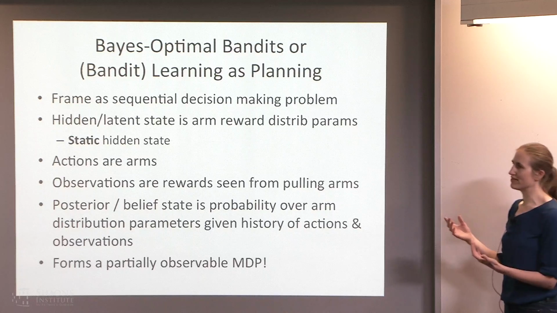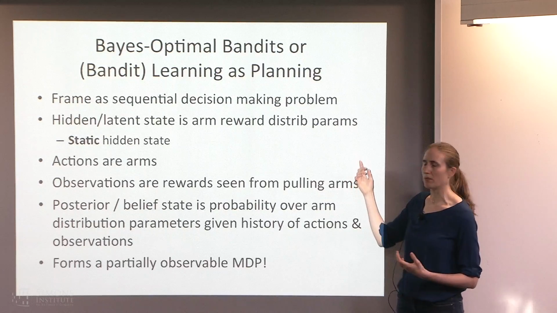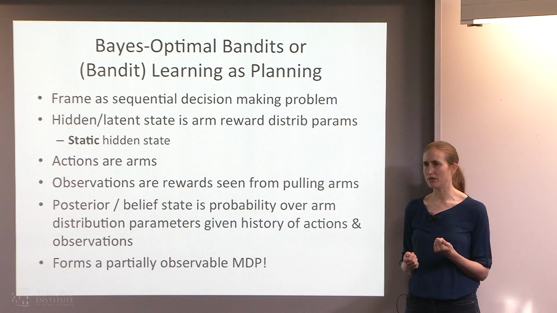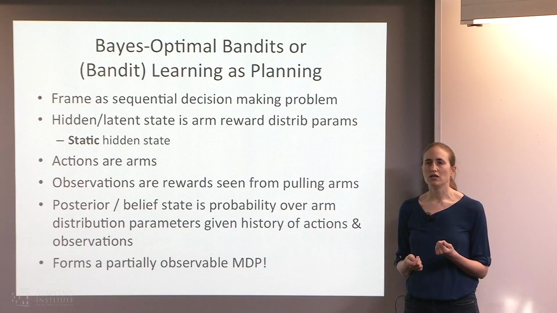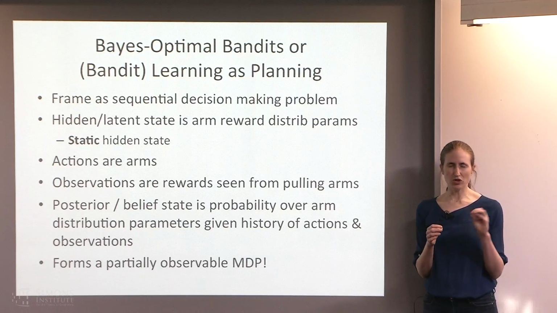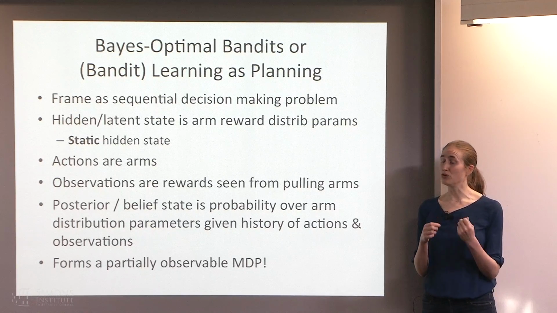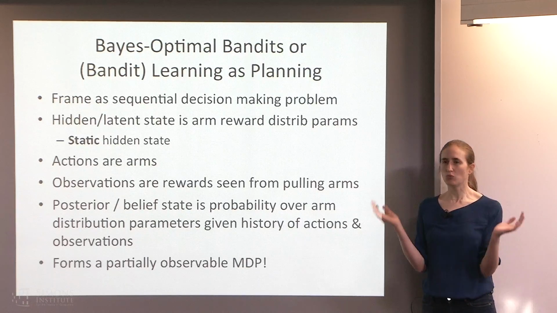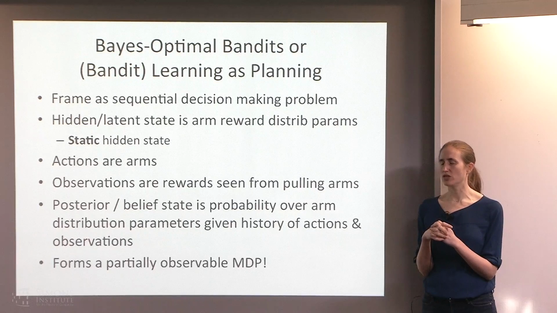The idea is that we can think of this as a sequential decision-making problem where our hidden state is the parameters of our arms. This is a really cool idea. If we go back to the Bernoulli beta, it's what our Bernoulli parameters are. And these are static. We just don't know what they are. There's some reward distribution for each of the different arms. We just don't know what it is.